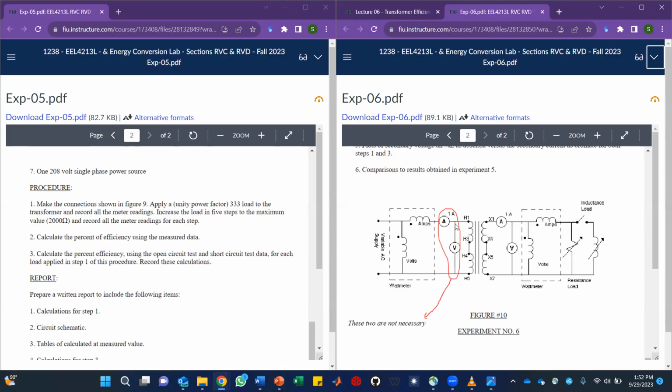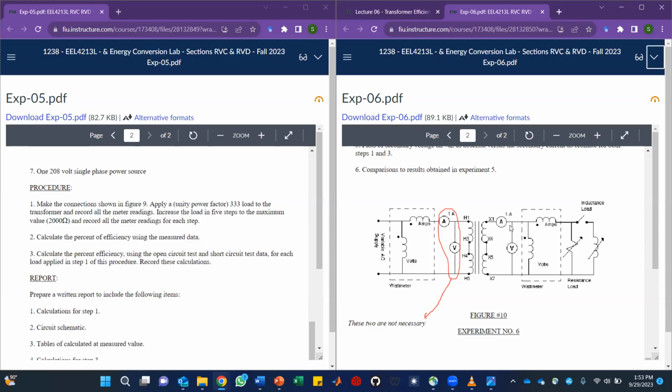We will initially connect the circuit like this for R load, and we supply 140 volts. And you know there are 6 resistive steps in our experimental setup. So we'll change each step, and we'll measure input power and output power, and we'll calculate the efficiency for each step. So it's that simple for the first case, experiment number 5.